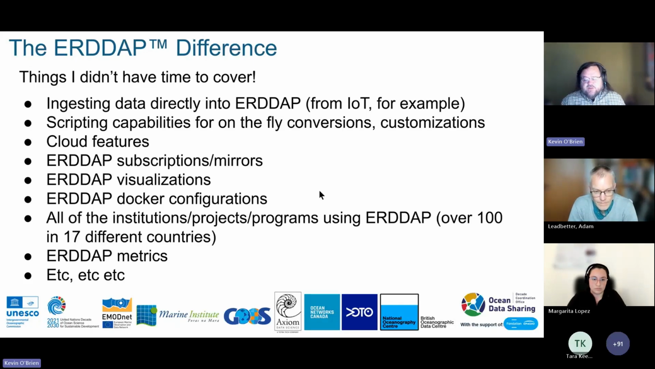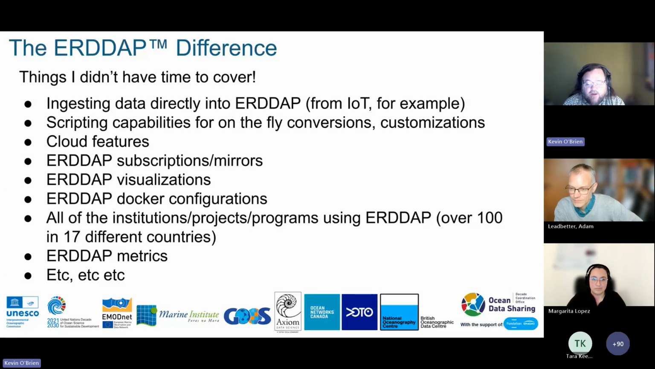There's a lot. There are cloud features to make it more efficient on Amazon Web Services. You can subscribe and mirror ERDDAP datasets if that's what you need to do, through ERDDAPs and through the federation capabilities. It also forms some visualizations and provides access to JPEGs and images. There's a Docker configuration for it, and lots of people are using it.